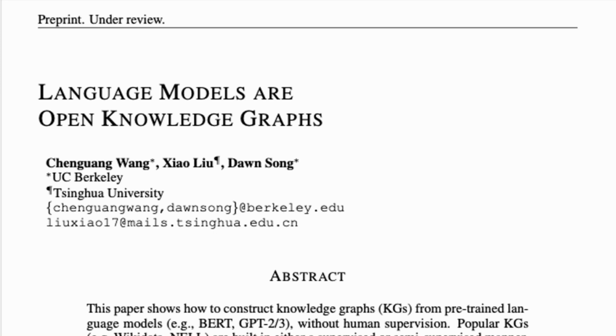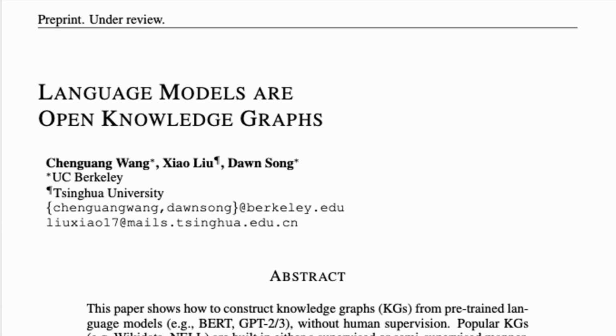Hi there. Today we'll look at Language Models are Open Knowledge Graphs by Chengwang Wang, Xiao Liu, and Dawn Song. This paper, on a high level, proposes to construct knowledge graphs, which is a structured object that's usually built by experts, either fully manually or semi-manually with heavy human involvement.